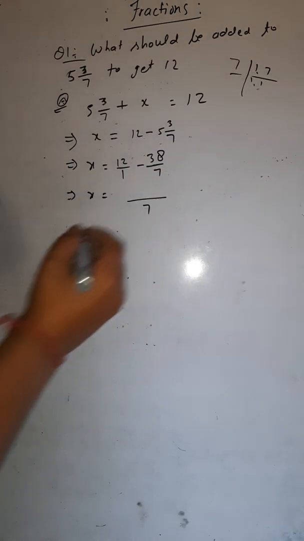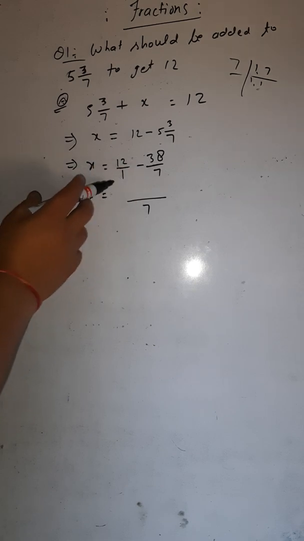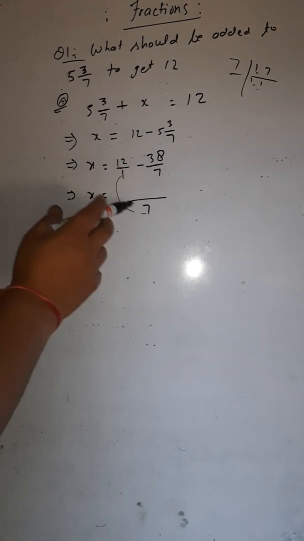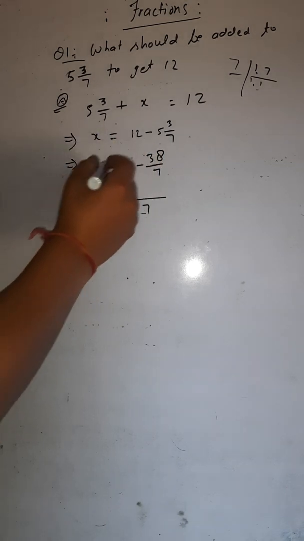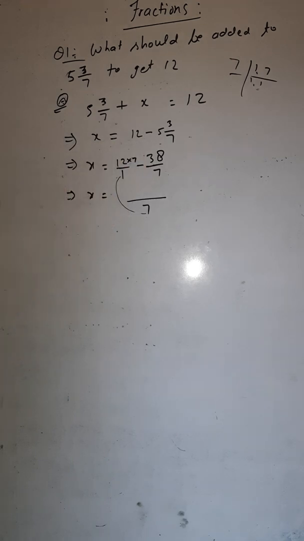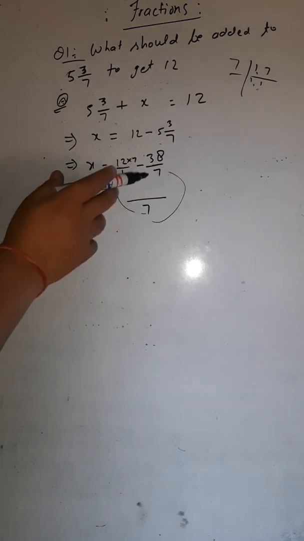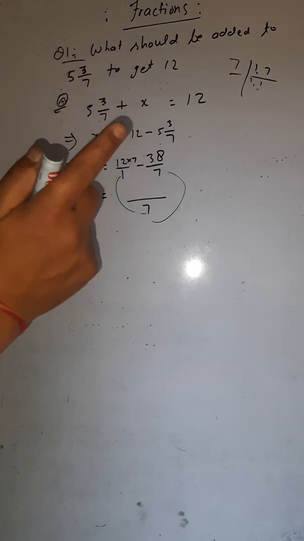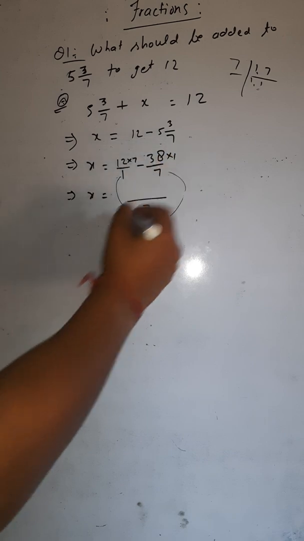So write here 7. Now we would divide this LCM by both the denominators. First we divide 7 by 1. How many times does it go? 7 times, so you multiply 7 upside. Now divide this 7 by the second denominator, that is 7. One time it would go. So this one you write upside.